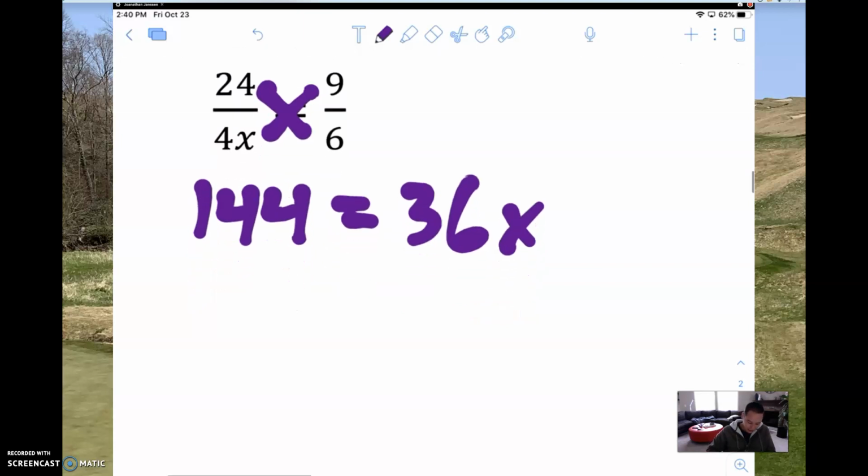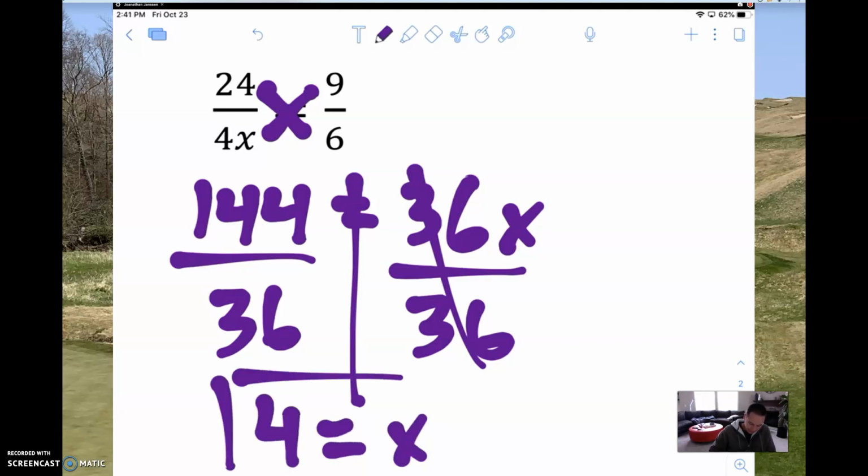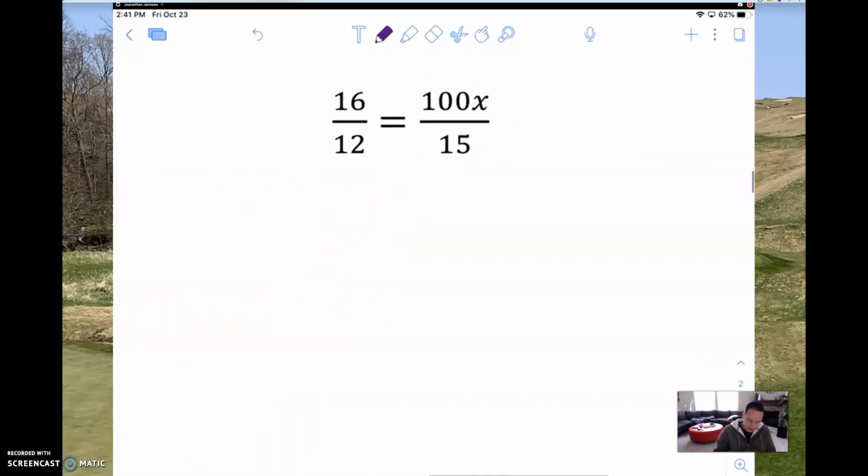To solve it, we can just divide by 36 on both sides. And 144 divided by 36 gives you 4. And there's your answer. So it doesn't matter if there was an expression down here. It was more than just x. It was a 4x, but that's okay. And let's do one more together here on the top.